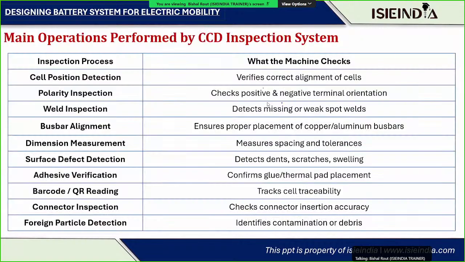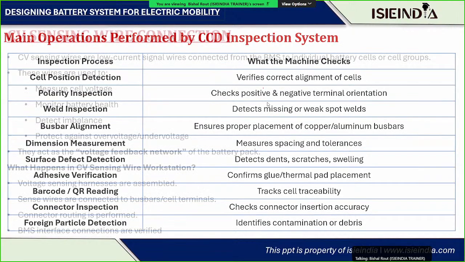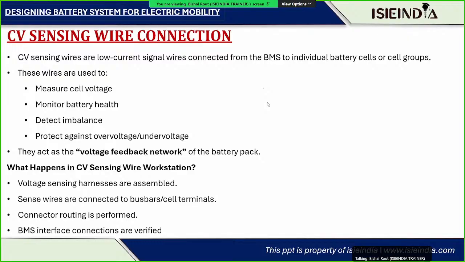Fine. So these are the multiple inspection processes: cell position detection, polarity inspection, weld inspection, bus bar alignment, dimension measurement, right? Surface detection, adhesive verification, barcode QR scanning, connector inspection, foreign particle detection. Then we have something called CV sensing, wire connections. Once the complete thing has been qualified, that means you have done the spot welding. Once you did the spot welding, then you will do all the.